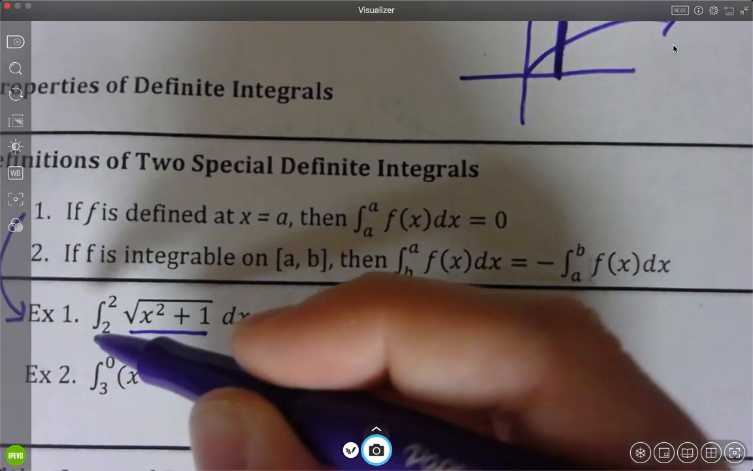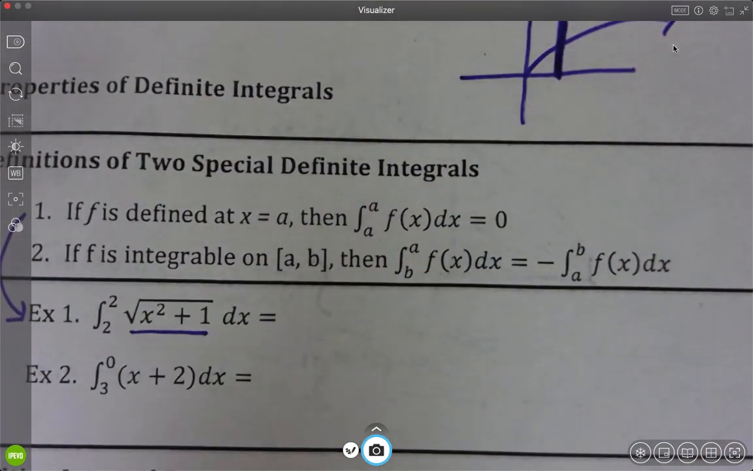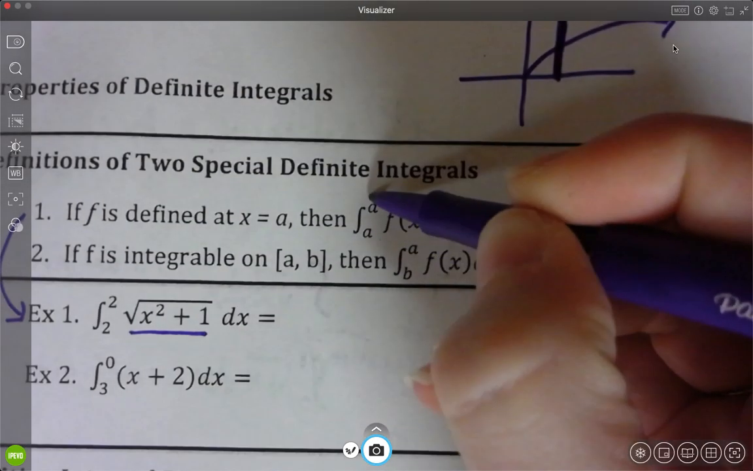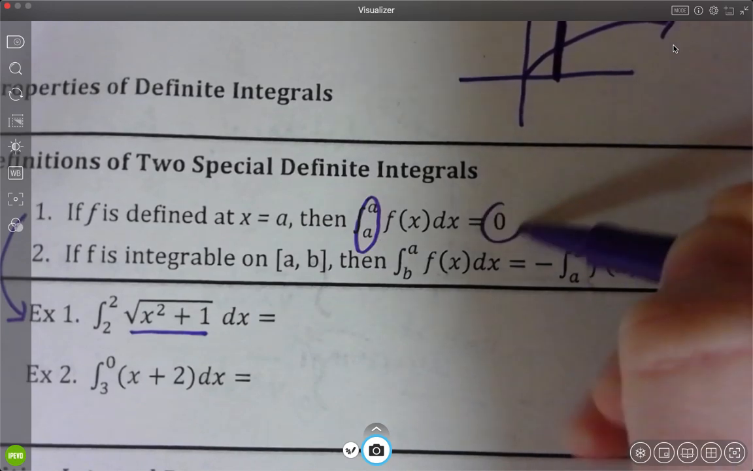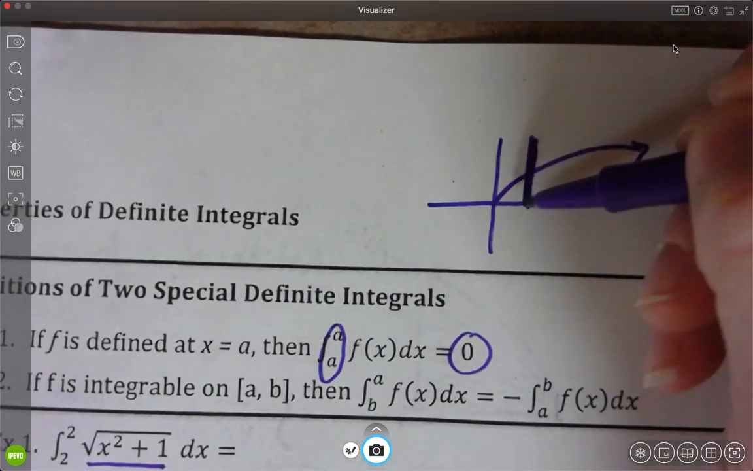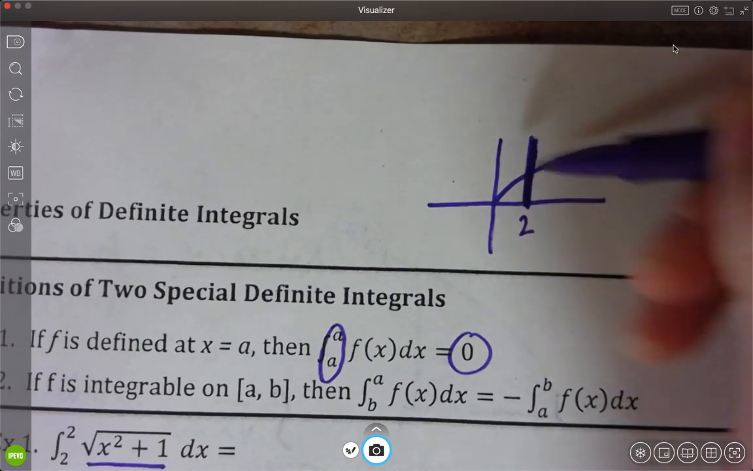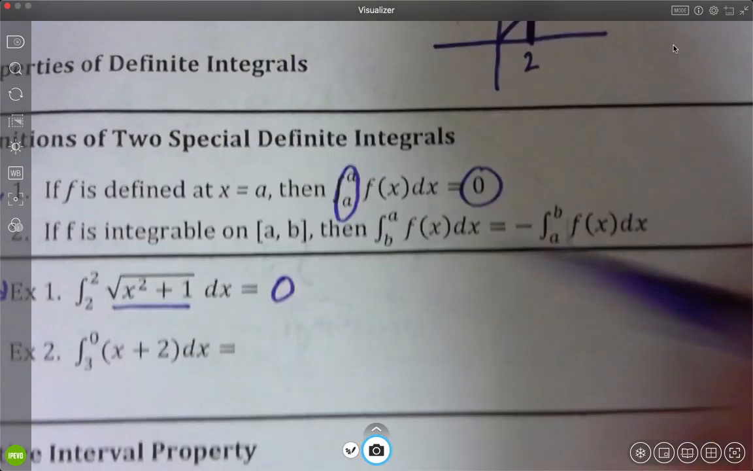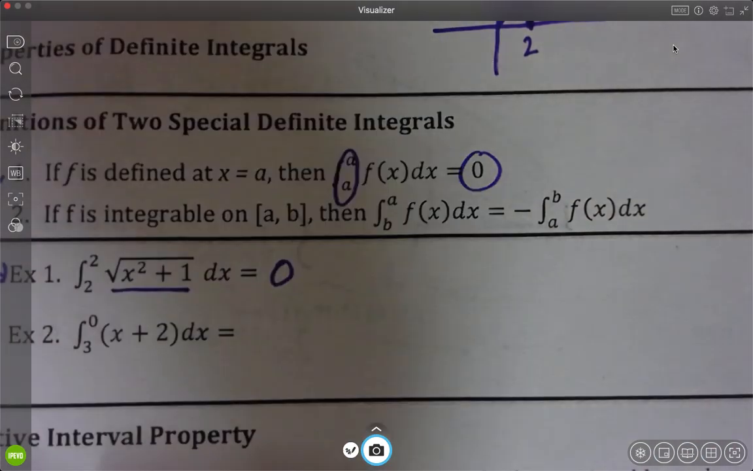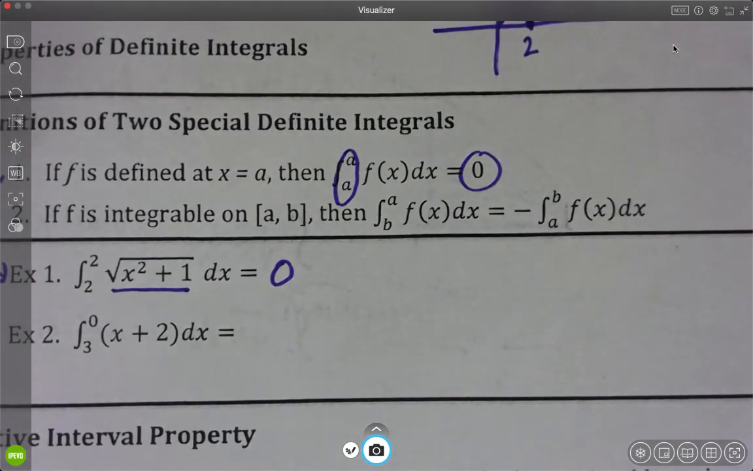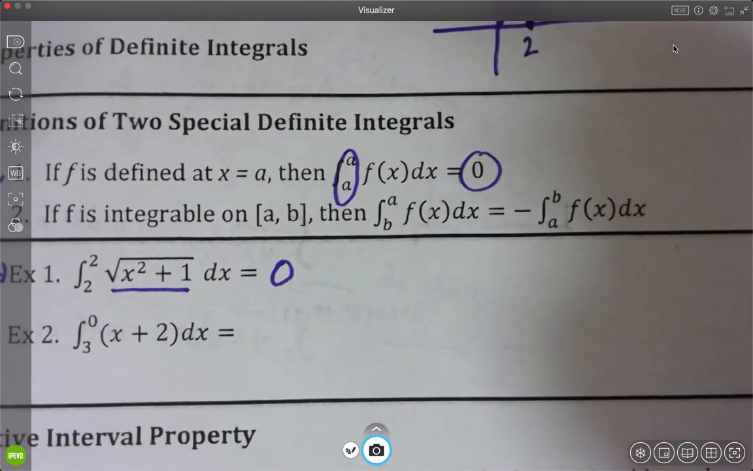But from 2 to 2 gives me no width. Basically, the starting and ending points are the same point. So when your starting and ending point is the same point, your area is obviously going to be 0, because I'm not looking for any width in this little space right here on 2. It's just going to have 0 width or 0 area. So anytime you have that, it doesn't matter what your function is. If your two numbers are the same, you're looking at the same piece on top of itself, so the area is obviously going to be 0.